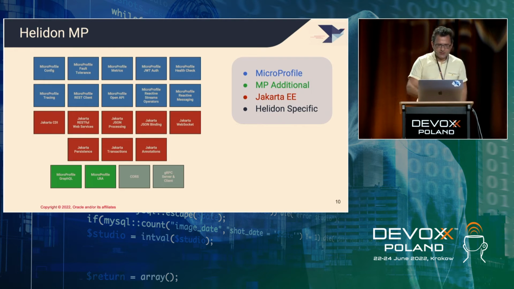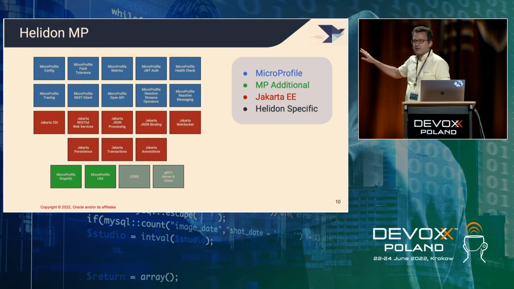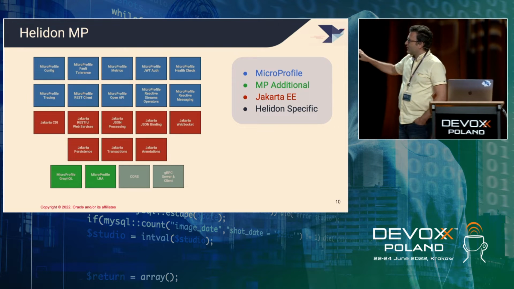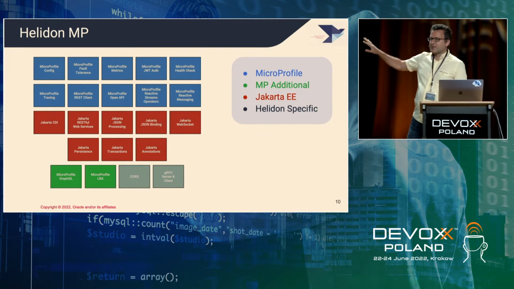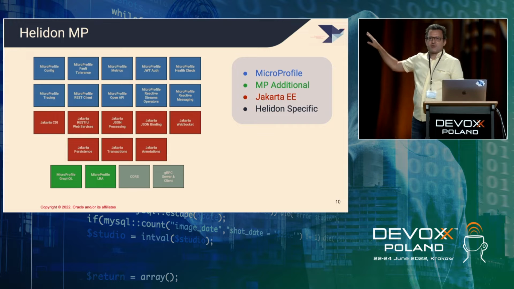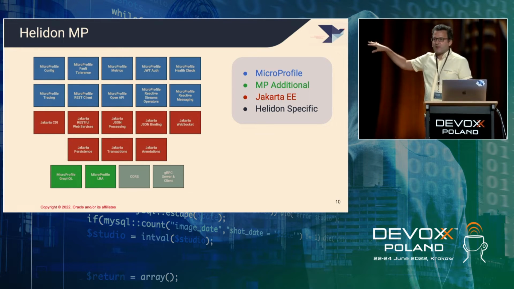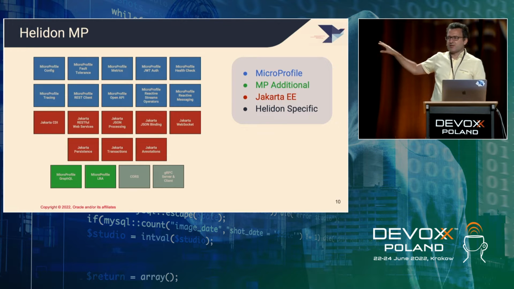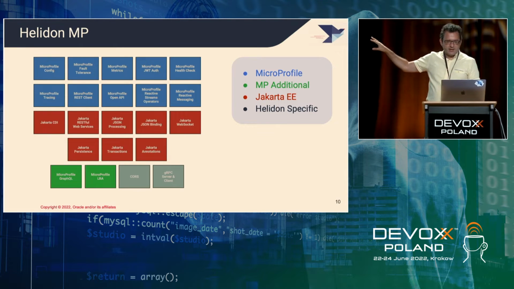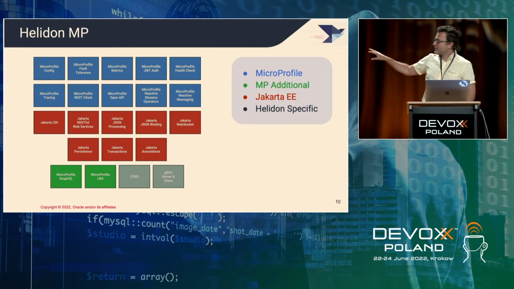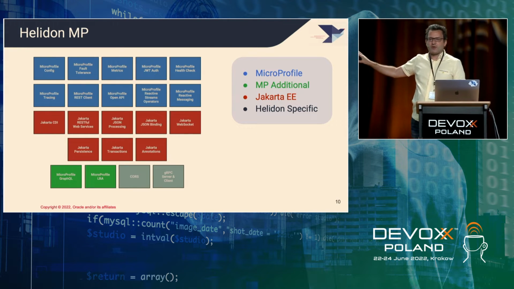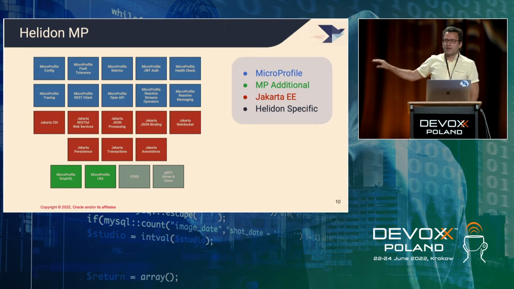I will skip this. Just a very quick, this is a set of features in MicroProfile. Just want to show that there is a set of features, the blue ones, which are prescribed by the specification. There is a set of features which are the red ones, which are actually Jakarta Enterprise Edition features. And there is a few other features that either are additional from MicroProfile or we add them as Helidon. You will see very similar set of features in Helidon SE.